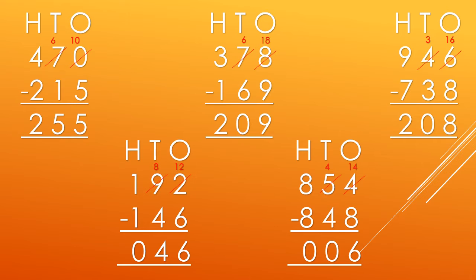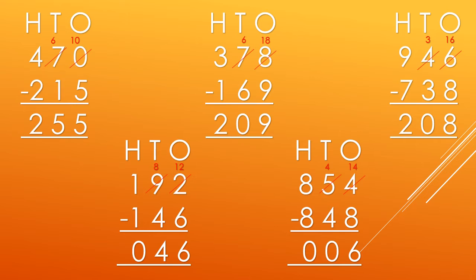Next example is 470 minus 215. Children, we cannot subtract 5 from 0, so we will borrow from tens. 7 becomes 6 and 0 becomes 10. 10 minus 5 equals 5 and 6 minus 1 equals 5 and 4 minus 2 equals 2. So 470 minus 215 is equal to 255.